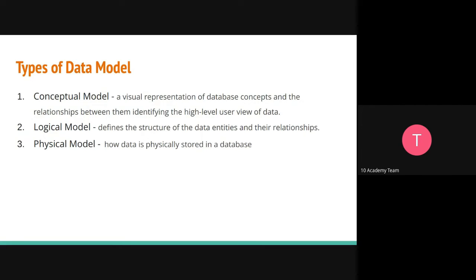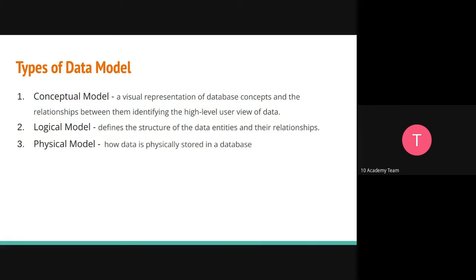So there are different types of data models, right? The most common ones, the widely used models, are conceptual, logical, and physical models. In the conceptual model, it's the first data modeling technique, where you first visually represent your data, right? You have to represent the concepts and the relationships between them, and you have to identify a higher level user view of the data, right?